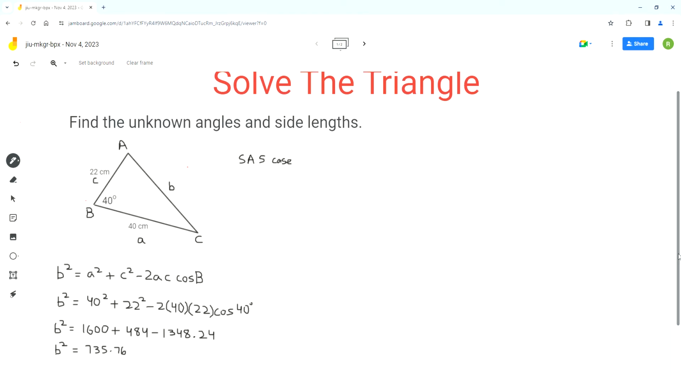And now we can solve for b by applying square root to both sides. So that will change b square to b because the square root and the square cancel each other out. So we get b equals, so we do square root of 735.76 and I got 27.1. So I'm rounding the answer to 1 decimal place, and the unit is centimeters because that's the given unit of length. So this should be the final answer for the side length B or side AC in this triangle.